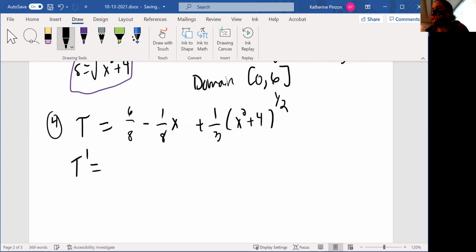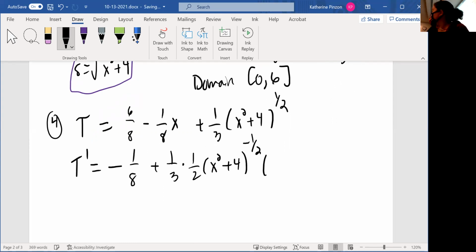Okay, derivative is derivative of 6 over 8, 0. Minus derivative of 1/8 x, 1/8. Okay, plus 1/3 times derivative of x squared plus 4 to the 1/2, 1/2 x squared plus 4 to the negative 1/2 times 2x, because I need the chain rule, right? Where the stuff inside my square root is not just an x. I have to do the chain rule to take the derivative of that guy.